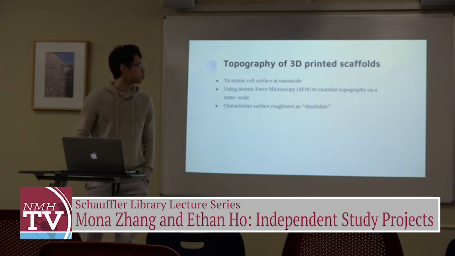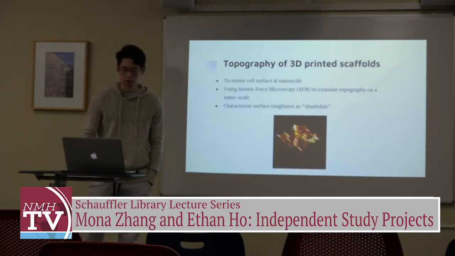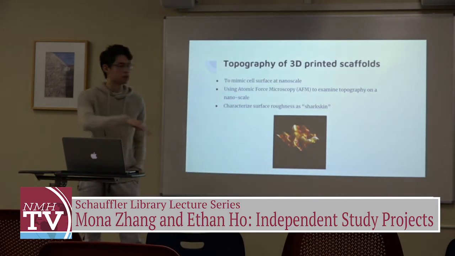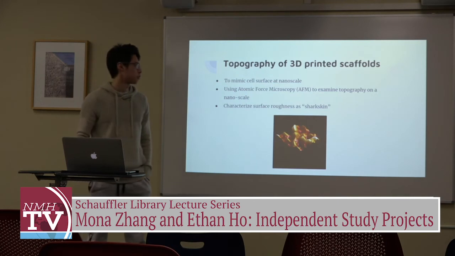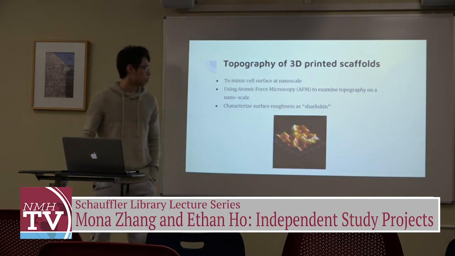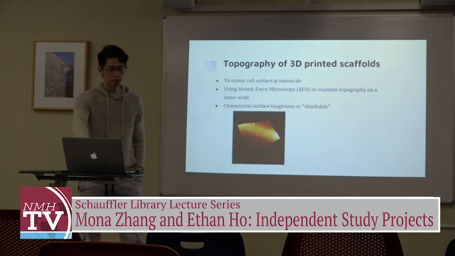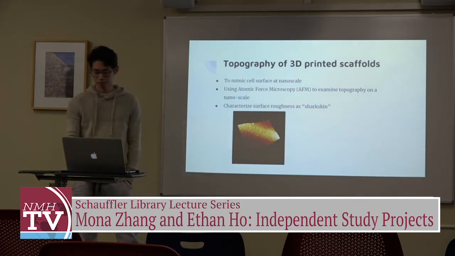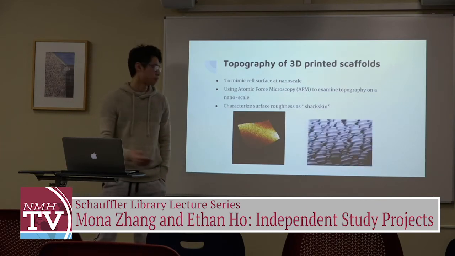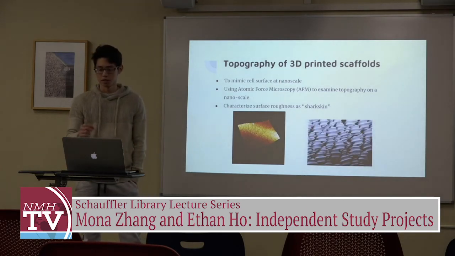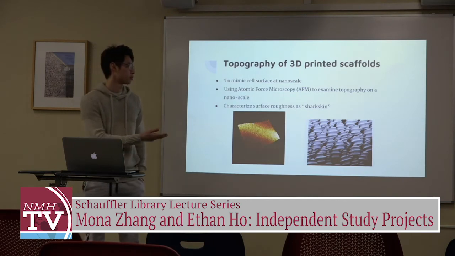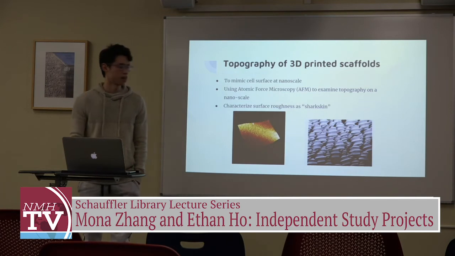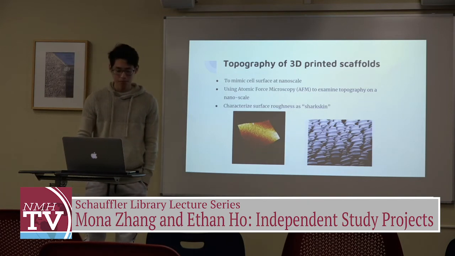When we use this machine on the 3D printed scaffolds, we see that there are these small bumps on the surface of the scaffold. When we zoom out, it looks like this, a piece of scaffold with a lot of small bumps in there. It looks like shark skin with its small denticles at a nanoscale. So we characterize this surface roughness as shark skin, hence the shark skin scaffold.